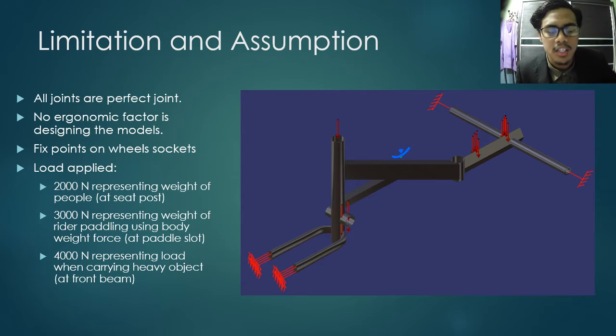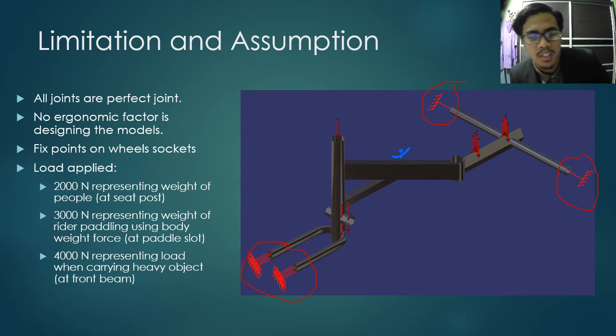So for the limitations and assumptions, all joints on the frames are perfect joints. Also, no ergonomic factor is included in designing the model. Also, the fixed point locations are at the socket wheels, two in front on the shaft, and another two on the back at the wheel socket.